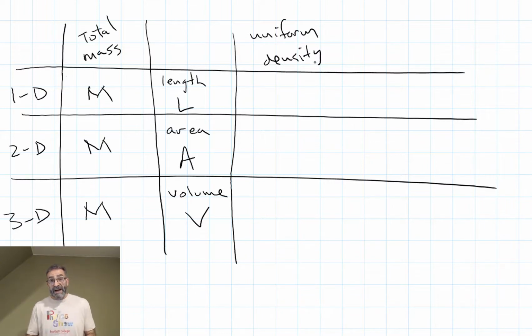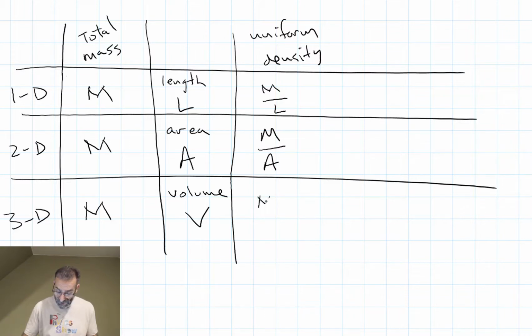So if our object has uniform density, a one-dimensional object is just going to be the mass divided by the length. The total mass divided by the total length will give us the density if it's uniform. The same density throughout the whole object. For a two-dimensional object, we would get the total mass over the area. And for a three-dimensional object, we would divide the mass by the volume.